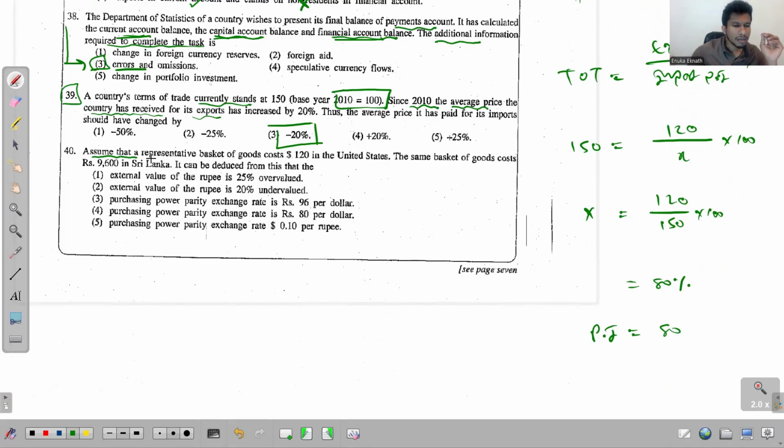Assume that a representative basket of goods cost $120 in USA. Okay, so in USA market we have this basket of goods. If not, again this is statistics. We have this sample of goods, and in USA it will cost $120. The same basket of goods cost rupees 9,600 in Sri Lanka.